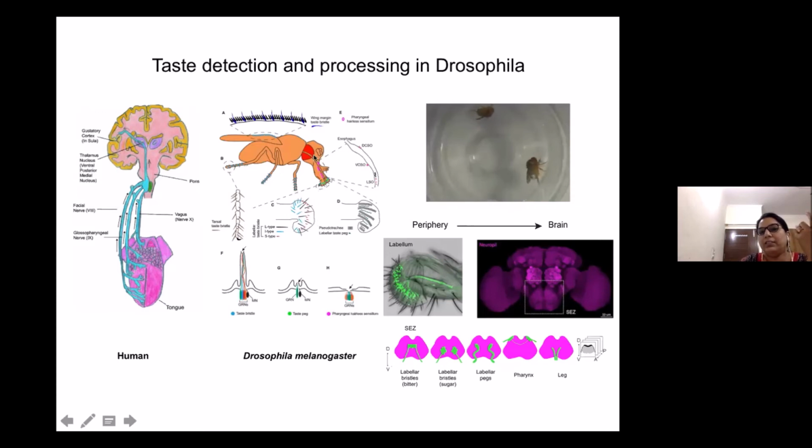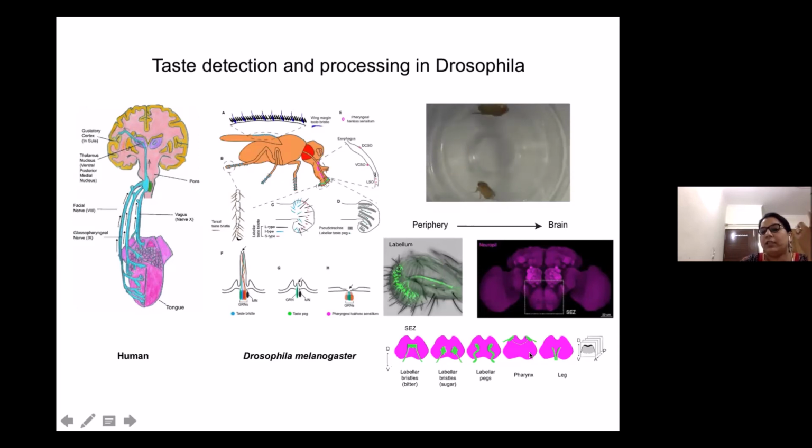Apart from these are the internal organs called the pharyngeal organs, which are subdivided into three parts: labral sensory organ, ventral cibarial sensory organ, and dorsal cibarial sensory organ. So all the information from the periphery goes to specific areas in the brain. It is called the subesophageal zone, or in short, we call it SEZ.